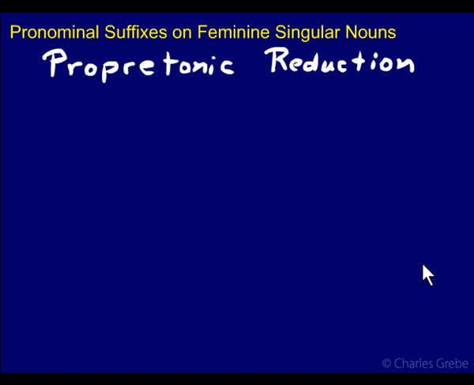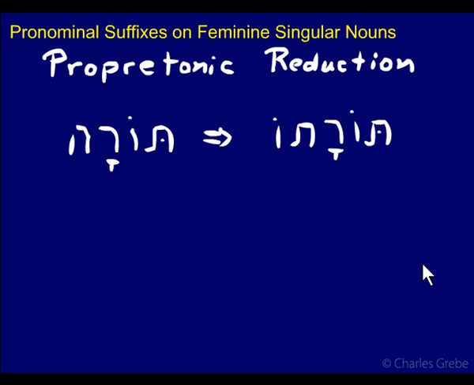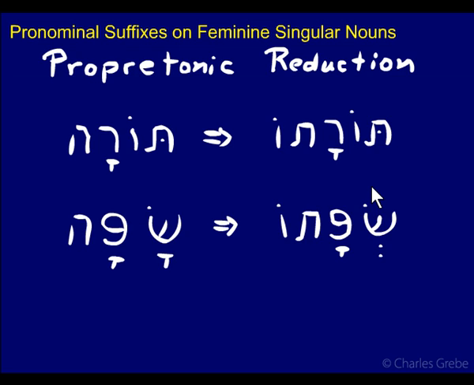Propretonic reduction, again, the very same thing that we saw before. Let's just do an example here on the feminine. Nothing new. We have Torah. Torah goes to Torato. We can't reduce this because it's a mater. No propretonic reduction in Torah. But if we have a kametz there, so safa, which means lip, then we can get sifato. So this went to a tav, just like we would expect, and we have propretonic reduction here because when you add the ending, this ends up in the propretonic position, and it would have had a kametz there, which then reduces.